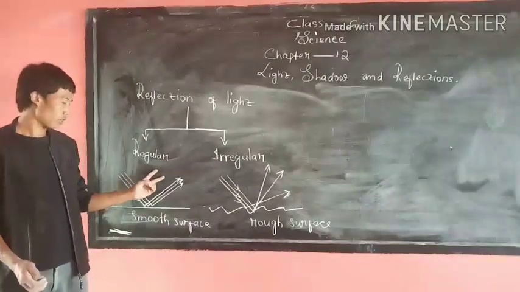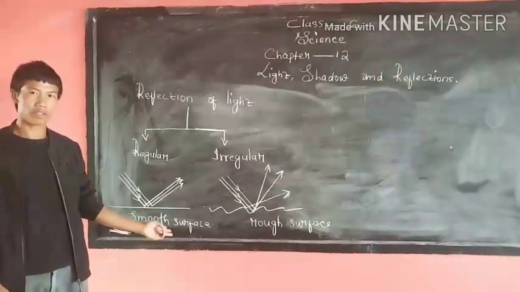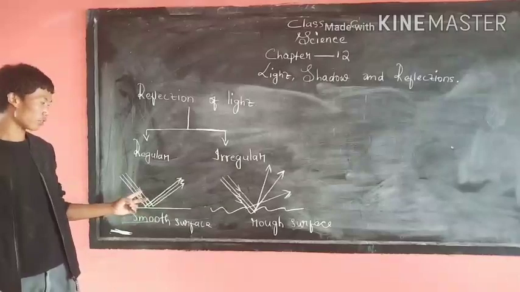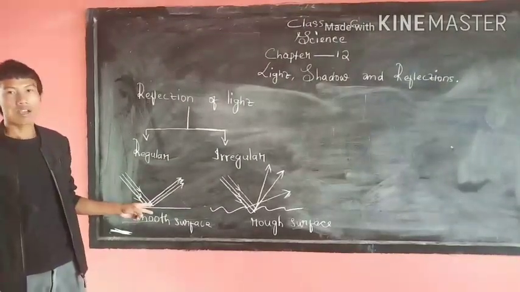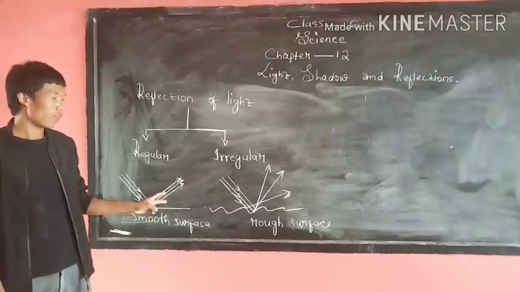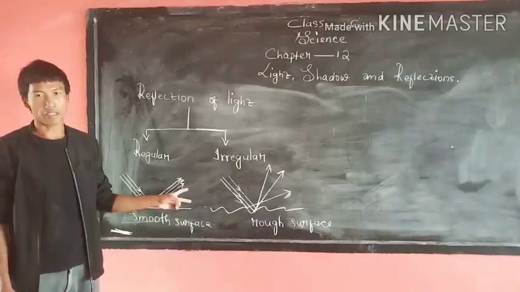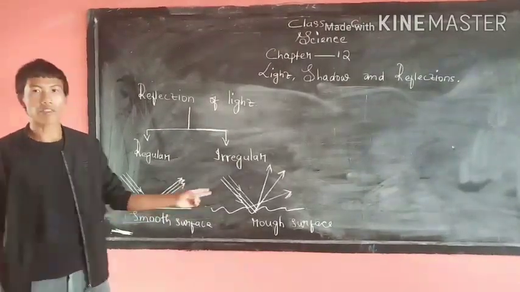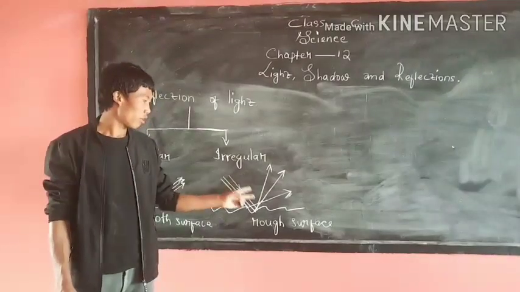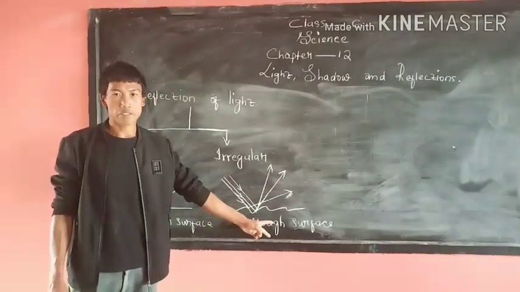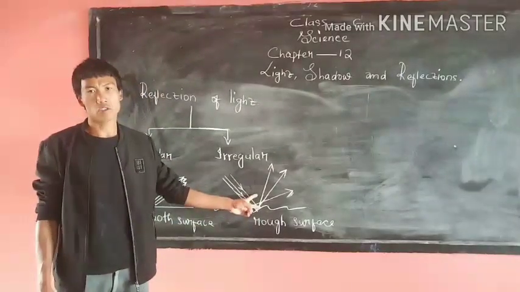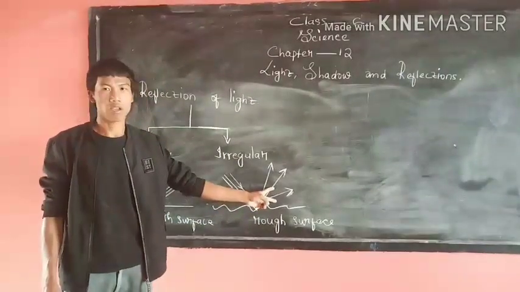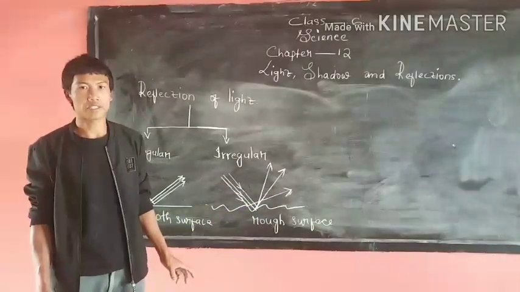Regular reflection occurs on a smooth surface. So here in the regular reflection, the light rays falling on the surface, after striking, are reflected back as parallel rays. And here in the irregular reflection, it occurs on a rough surface. The light rays falling on the surface get distributed in all directions after striking the surface.